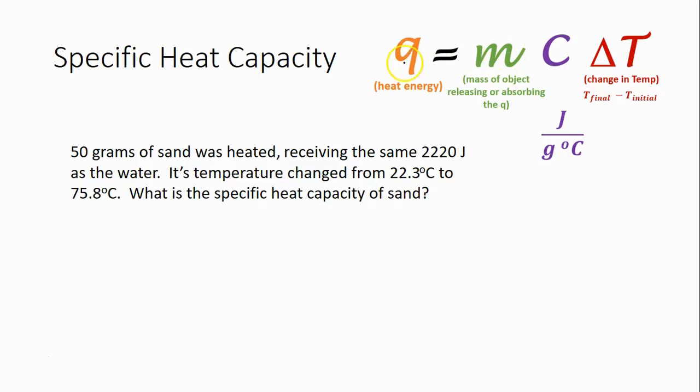Now the cool part is you can use that same equation to solve for any of the variables in there. It's not always just solving for Q. So if you had 50 grams of sand that you heated, and you knew that the sand received a certain amount of Q, the same 2,220 joules as the water did, and you measured its temperature change, then you could find out what the specific heat capacity of the sand would be. It's pretty much the same thing, just plug in the values that you were given and solve, but this time for the C value of the sand. Here's what that would look like.